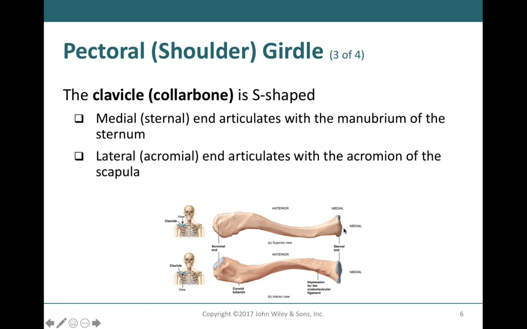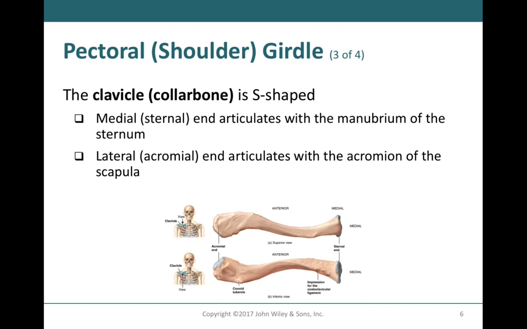We see the sternal end here. The clavicle is an S-shaped bone. It's relatively shaped like an S. So each of our clavicles is going to have a medial or sternal end and a lateral or acromial end. Again, this end is named because it articulates with the acromion process of the scapula.